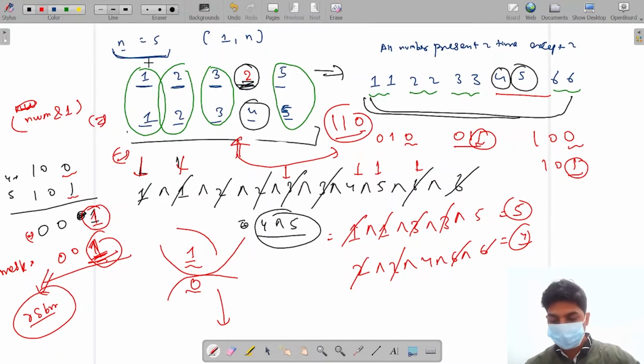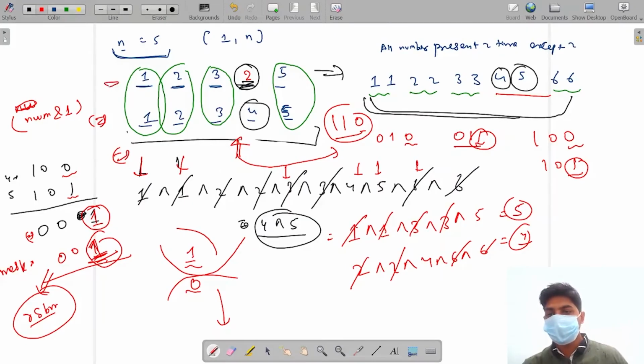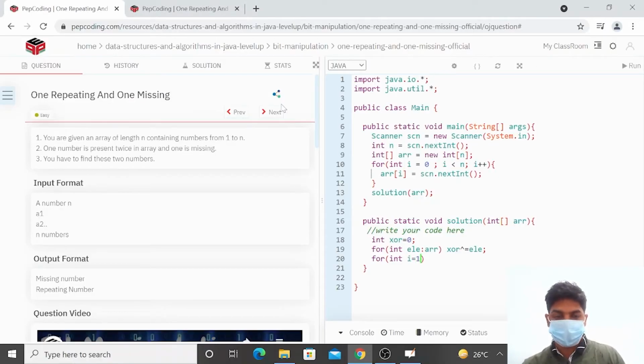Now let's try to code this problem. Okay, so we are given this function. Let's make a variable, integer xor equals 0. For integer element in arr, what we will do: xor ^= element. Okay, after that, as I have discussed, this was given to us, and this we will create on our own. All the elements in the range 1 to n, we will take XOR with this also. So let's do that. For integer i equals 1, i less than or equal to array.length, i++, xor ^= i.